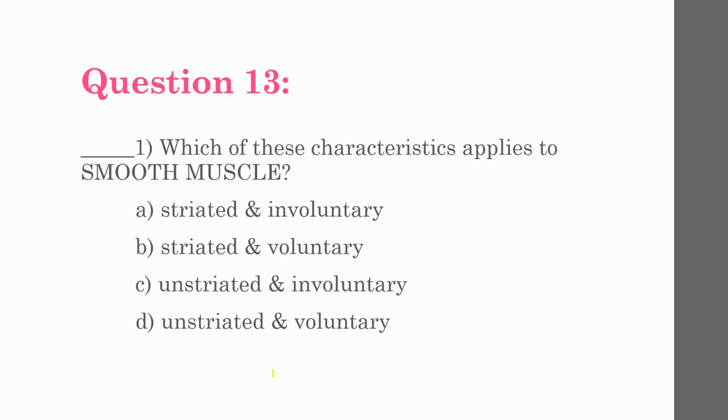All right, which of these characteristics applies to smooth muscle? Okay, we know that smooth is unstriated, so we can take out those two. And when it comes to voluntary versus involuntary, I cannot control my smooth muscles, so this is going to be my answer.